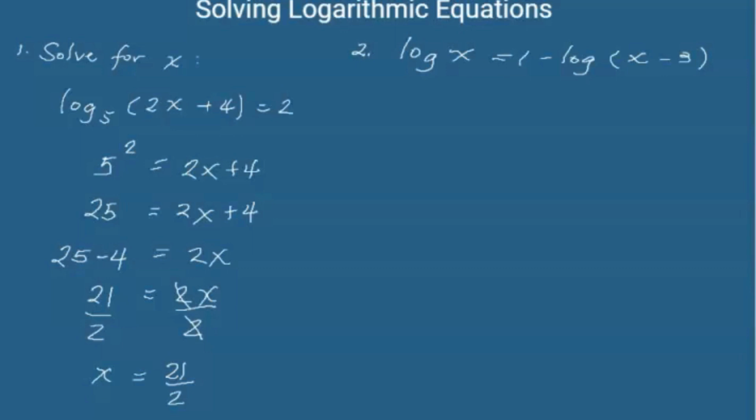Number 2: logarithm of x is equal to 1 minus the logarithm of x minus 3. Since the base is not given, it means that the base is equal to 10. And we also have two logarithms on both sides of the equation, so we're going to combine them into a single logarithm. So that would be the logarithm of x plus the logarithm of x minus 3 is equal to 1.